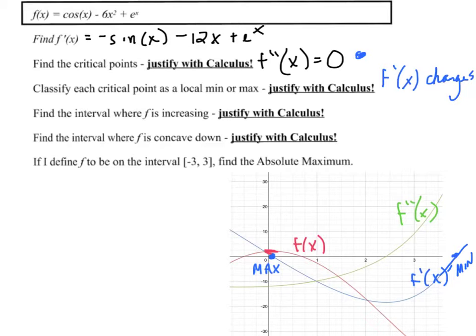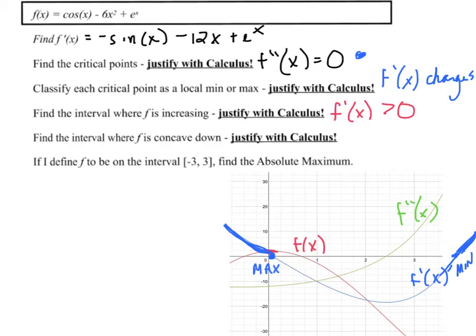The interval where the function is increasing, well, remember that is any time the derivative is positive. So we just go down and we look for the spots where our derivative is greater than 0. So of course we get some over here, right? There's going to be some over here if we had the whole graph. So we just put those as intervals.